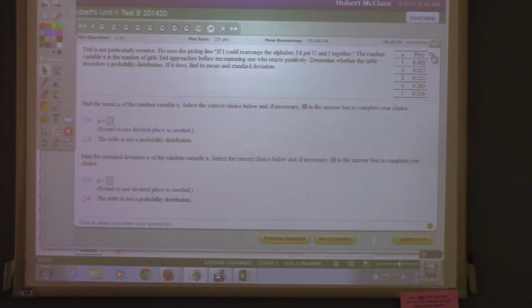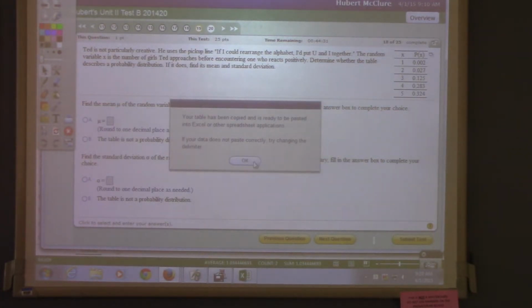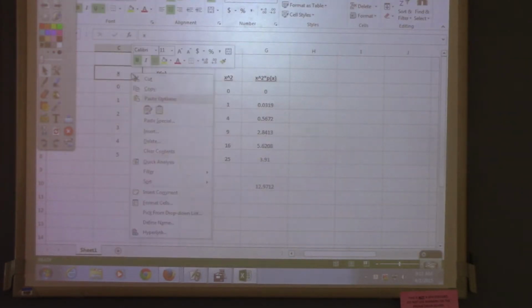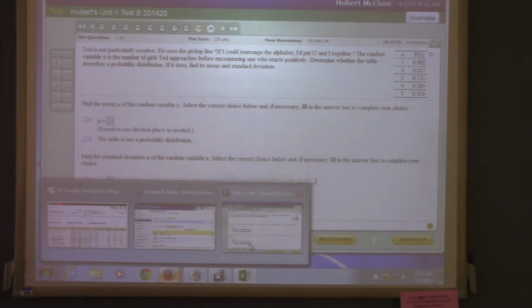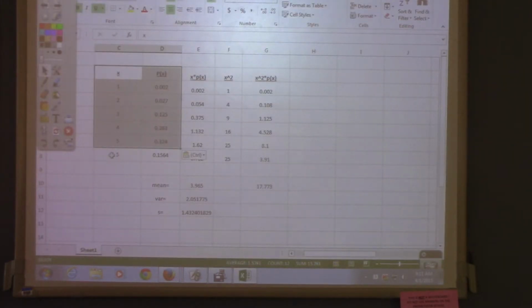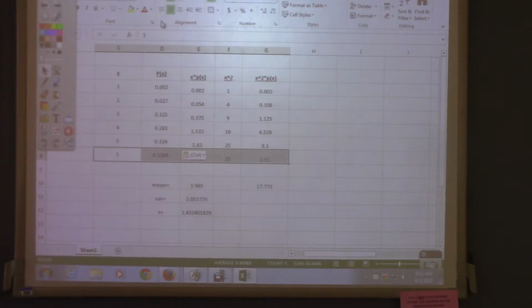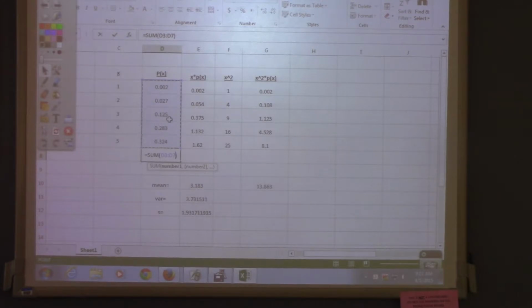we'll go ahead and copy, pull up our handy dandy Excel spreadsheet, and paste. They didn't put 0 in this one, so I got to delete this one. So let's check and see if this is a probability distribution.